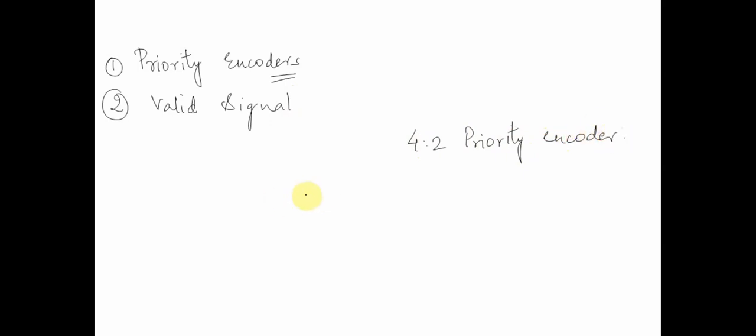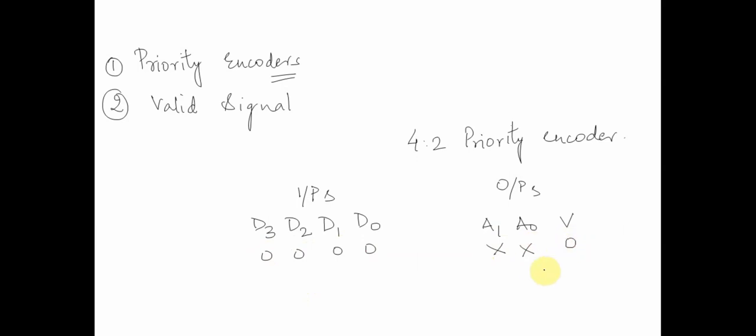For a 4 to 2 priority encoder, let's assume we have a set of inputs D3, D2, D1, and D0. And my outputs in this case would be A1, A0, and let's assume a valid signal. Now, in case all the inputs are 0, my A1 and A0 do not matter because my valid becomes 0.